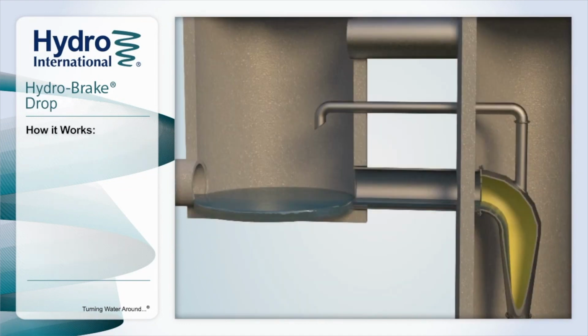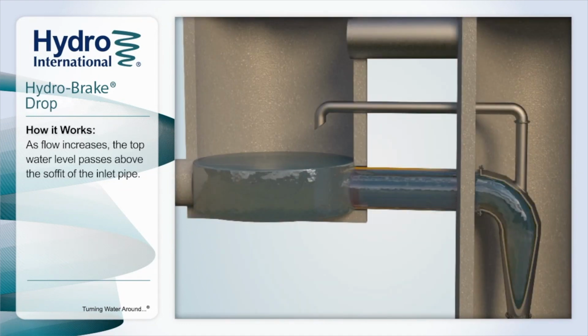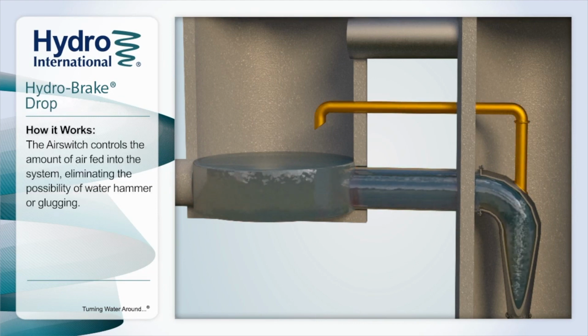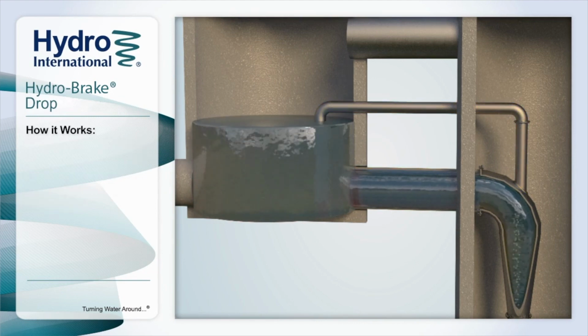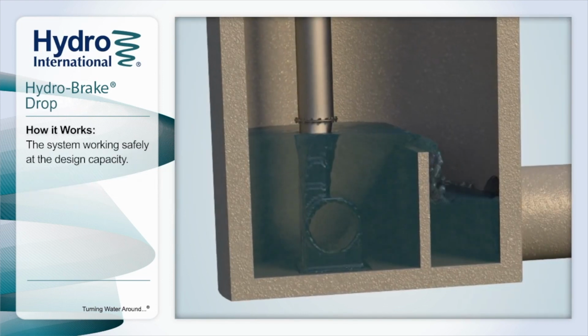This is due to the siphon effect caused by the air switch and energy dissipation unit both being submerged. The energy dissipation unit at the bottom of the drop pipe dissipates the energy of falling water. It then discharges into a stilling well before topping over a weir to the outlet.